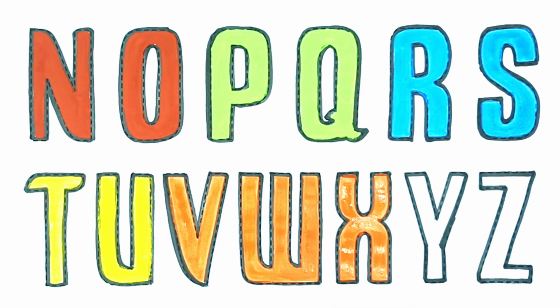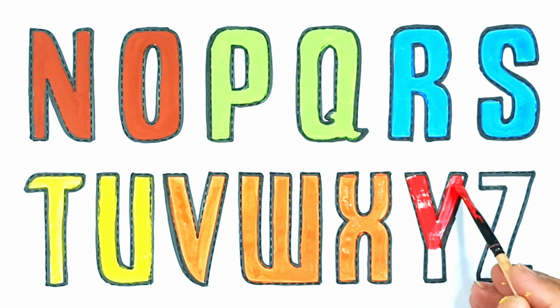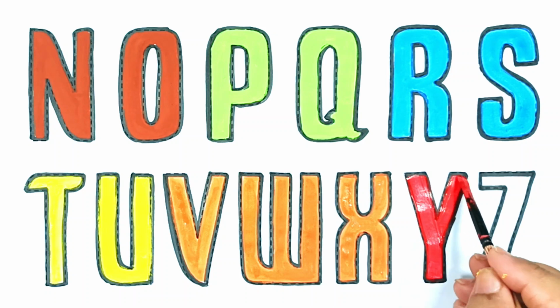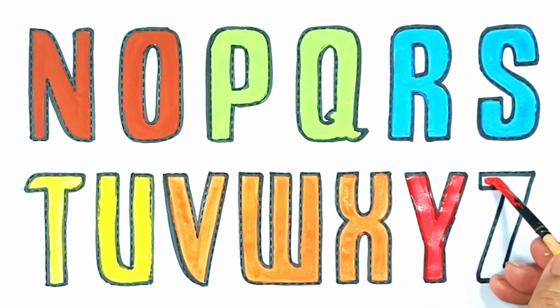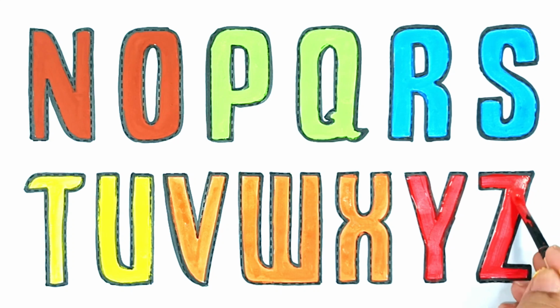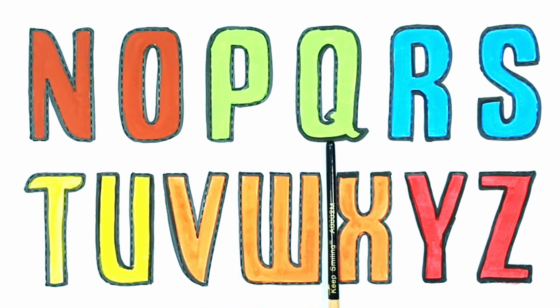X for xylophone. Y for yacht. Z for zebra. N, O, P, Q, R, S, T, U, V, W, X, Y, Z.